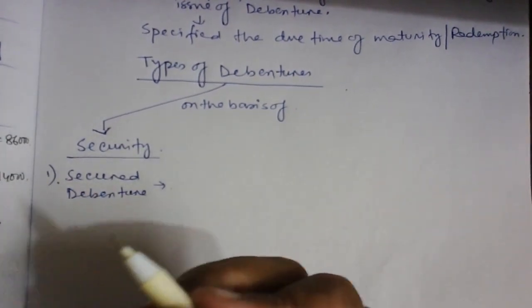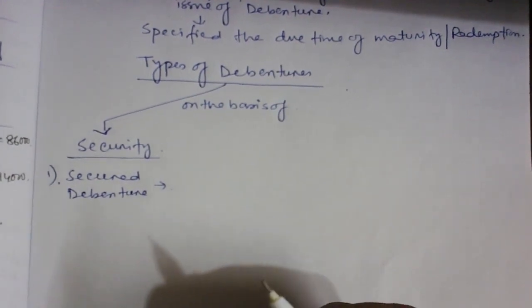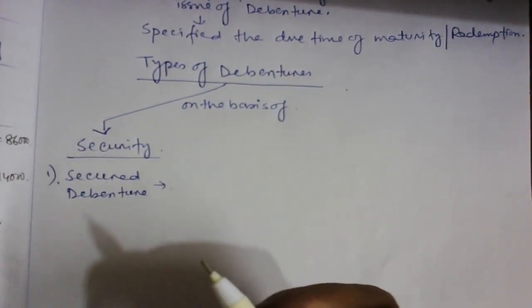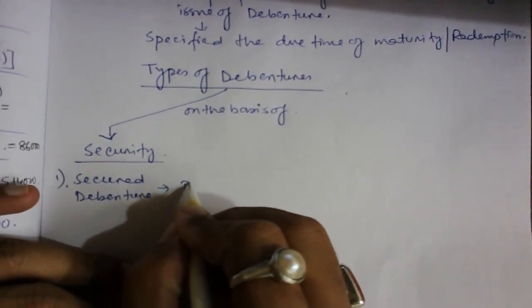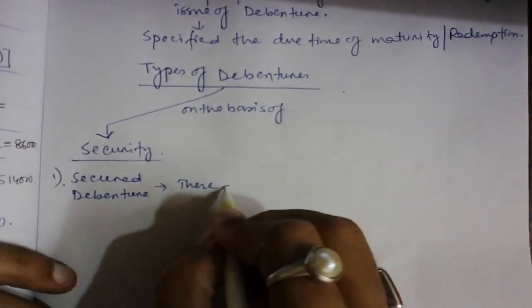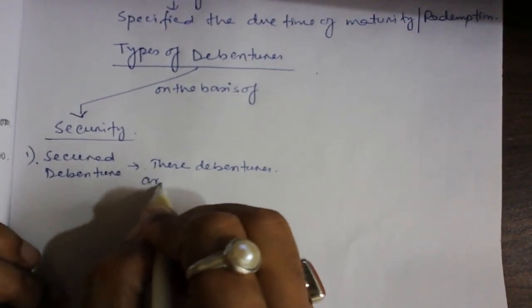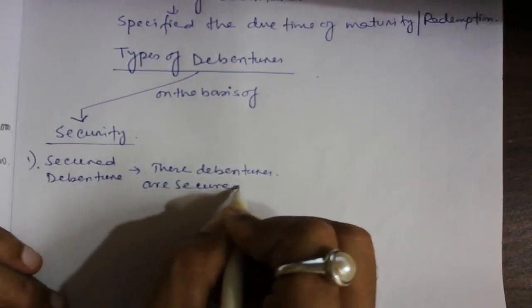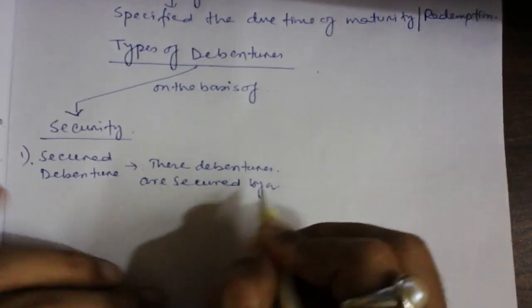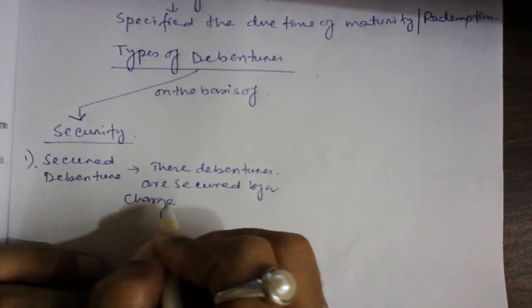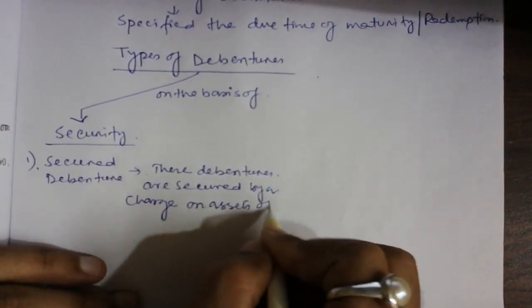Secured debentures are those debentures which are secured by a charge on any asset of the company. You can write here: this debenture is secured by a charge on asset of the company.